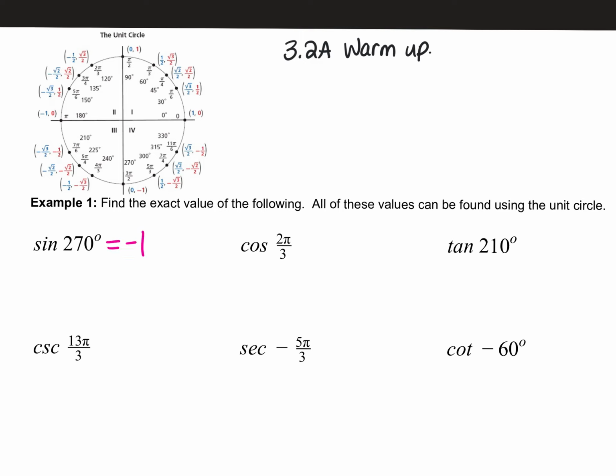Next up, we're going to find the cosine of 2 pi over 3. So we're going to look for 2 pi over 3 on the unit circle, which is in quadrant 2. And then we're going to find the cosine, which is the x-coordinate. So the x-coordinate is -1/2.